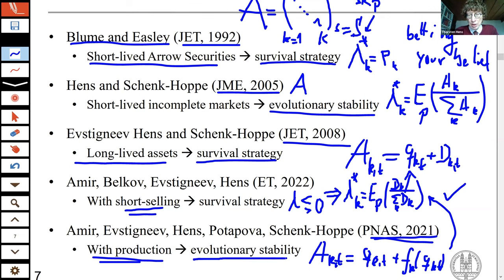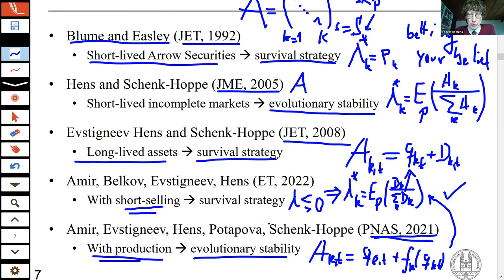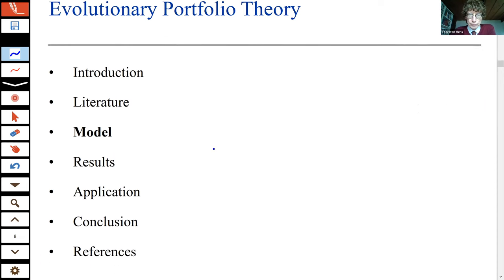Now, however, we are at the stage of evolutionary stability again. So this strategy, if it has conquered the market, no other strategy can gain in relative terms against this strategy. So these are, let's say, the milestones in evolutionary portfolio theory to which we have contributed. So now let me give you some idea of the model.